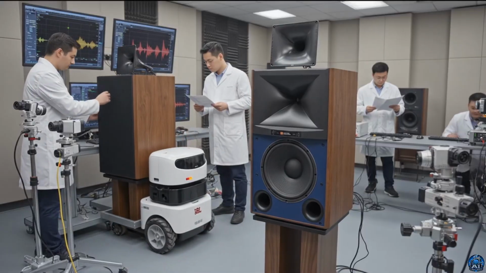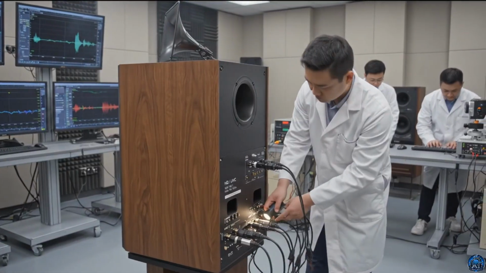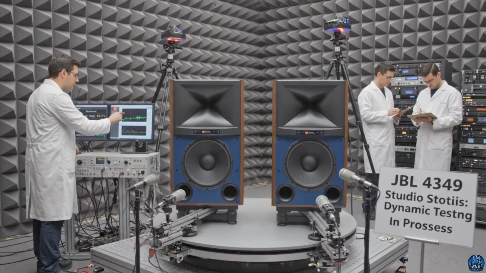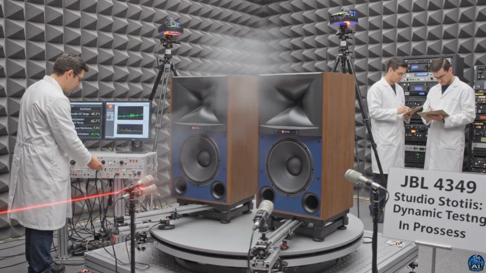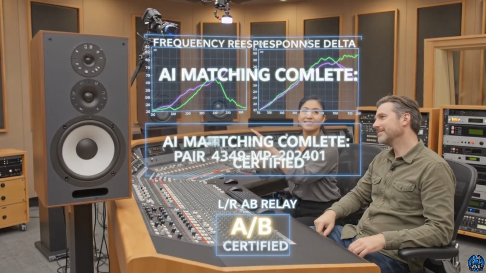The robot has completed the transport. Beginning acoustic inspection now. Check the base ports and connect the cables. The dynamic load testing is showing excellent thermal stability. Laser alignment is confirmed on both drivers and mics. AI matching complete. Pair certified.